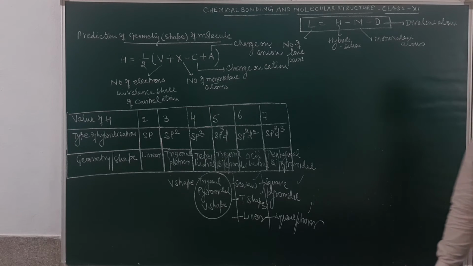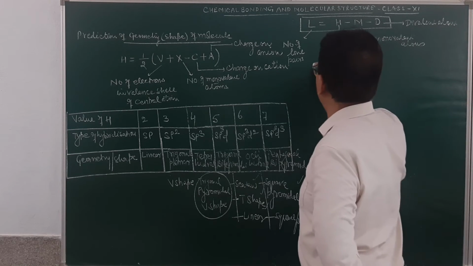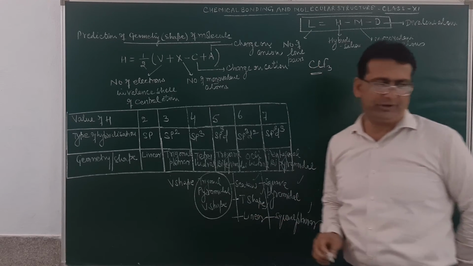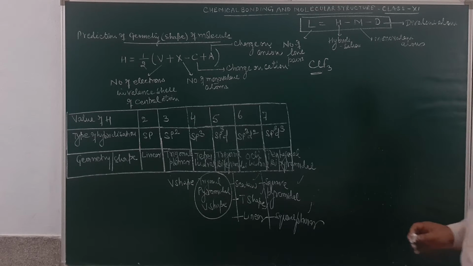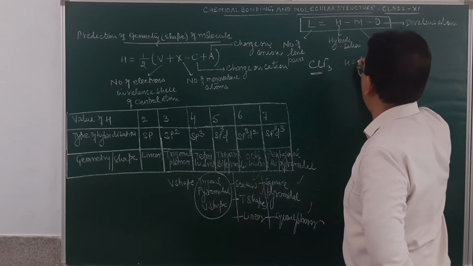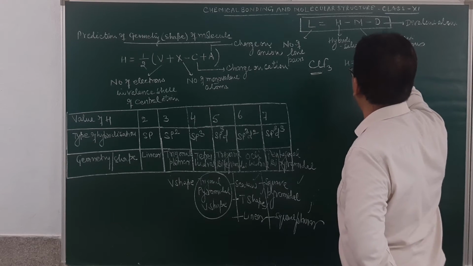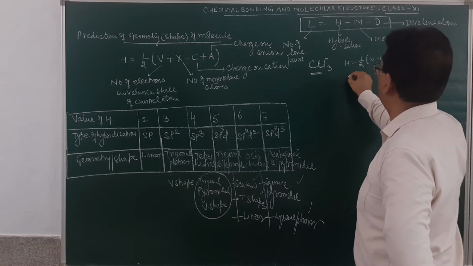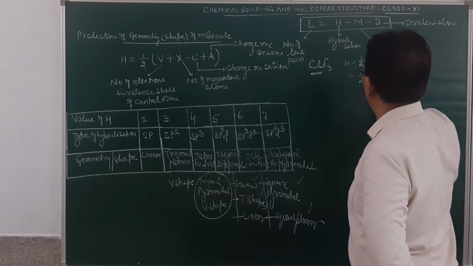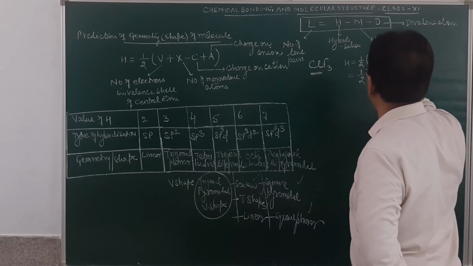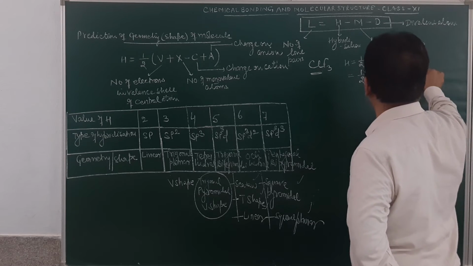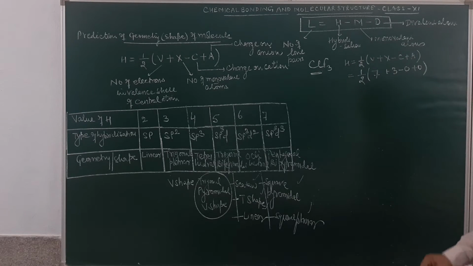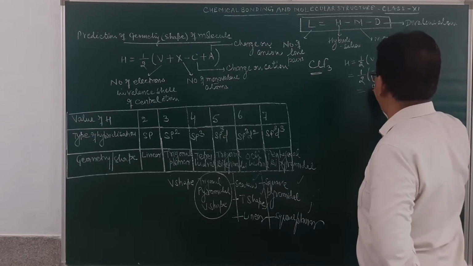Am I clear? Suppose we have to find out the geometry of ClF3. How do you find out the geometry of ClF3? First of all, we will find out the value of H. H will be equal to half into V plus X minus C plus A. The central atom over here is chlorine. So this will be half into the number of electrons in the valence shell, which is 7, plus the number of monovalent atoms, 3, with charge on the cation 0 and charge on the anion 0. If you solve it out, the value will come out to be equal to 5.